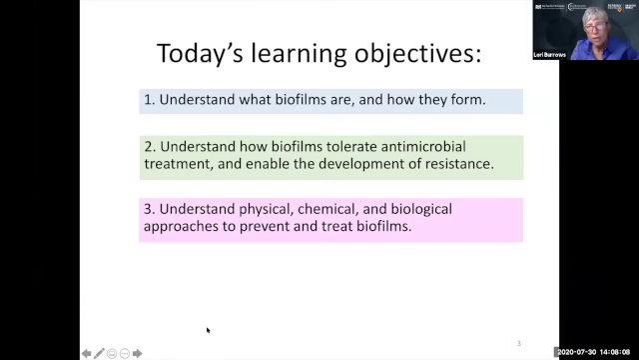So today's learning objective, since this is a CE event, I'm hoping what you will get out of this presentation is an understanding of what biofilms are and how they form. I want you to learn how biofilms tolerate antimicrobial treatment, but also enable the development of further resistance. And I want you to understand the physical, chemical, and biological approaches that have been tried to prevent and treat biofilms. And I can tell you right now that there are not a lot of very successful treatment modalities out there for biofilms. It's a sticky problem.